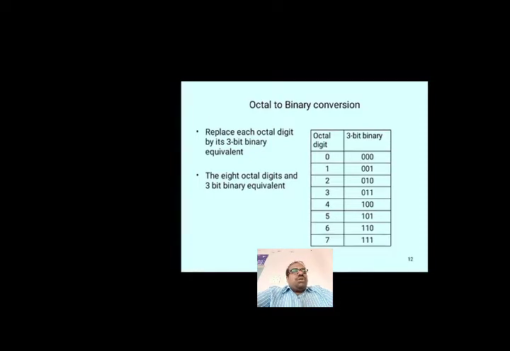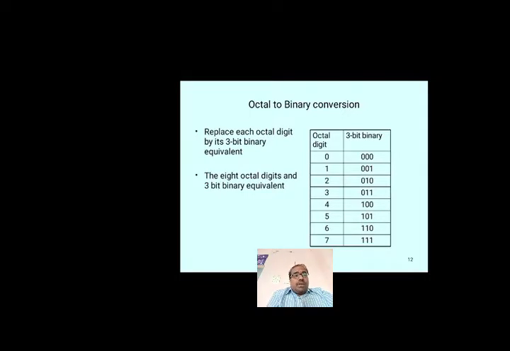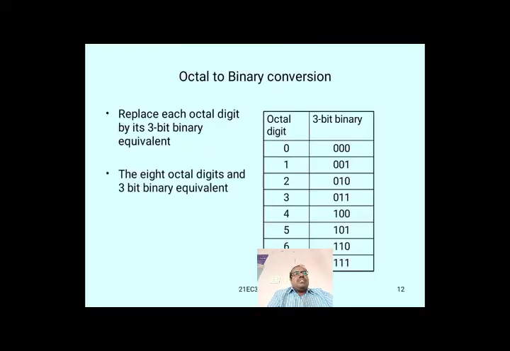For 0, the binary value is 0 0 0. For 1, 0 0 1. For 2, 0 1 0. For 3, 0 1 1. For 4, 1 0 0. For 5, 1 0 1. 6 is 1 1 0. 7 is 1 1 1. Simple one. We must know the code values, that is the 421 code.